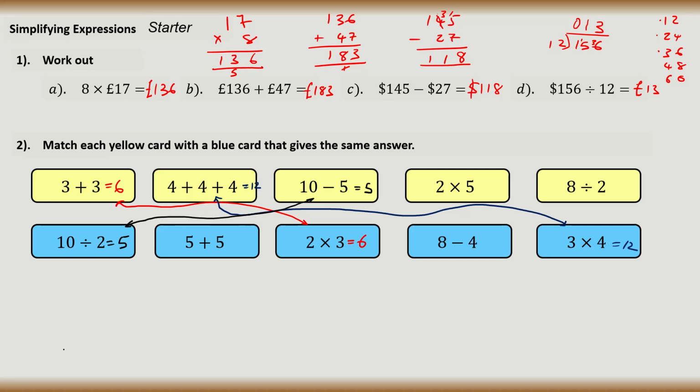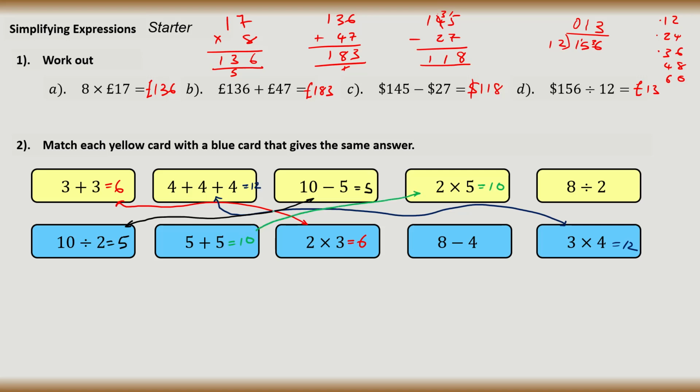If you've just written them out in your book, that's great. I'm going to change again. I'm going to go green this time. And I've got 2 times 5. 2 lots of 5 is 10. And 5 add 5 is 10. Marvelous.